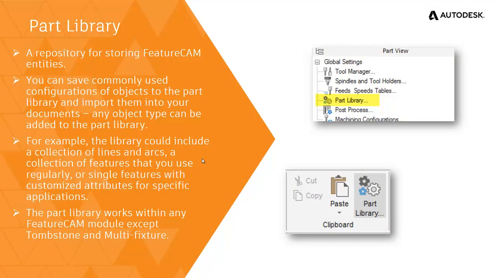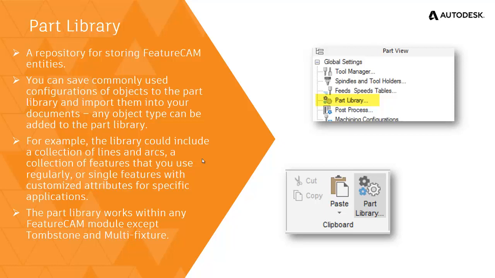So what is the part library? Well, it's simply a repository for storing FeatureCAM entities. In this session, we're talking primarily about features, but you can store any FeatureCAM entity, whether it's geometry or curves, surfaces or solids, or features. And then you can use those items in future parts.